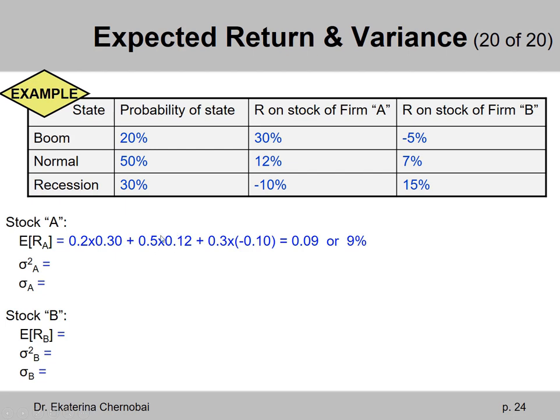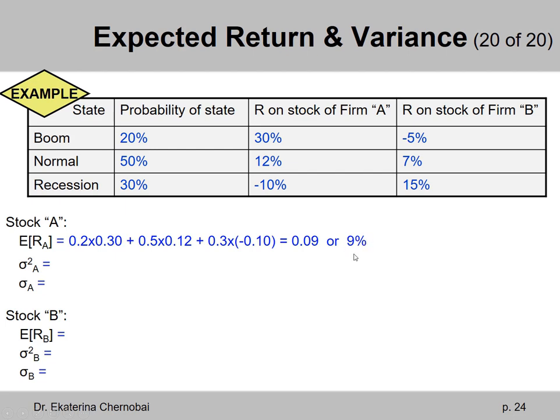Then we add a similar product for the normal state. The probability of normal is 50%. The return on stock A in the normal state is 12%. So I'm adding 0.5 times 0.12. And then I'm adding the same product for the recession state. 30% probability, or 0.3, multiplied by negative 10% return, or negative 0.1 in decimals. The sum of these three products gives me 0.09 in decimals, or a 9% expected return.